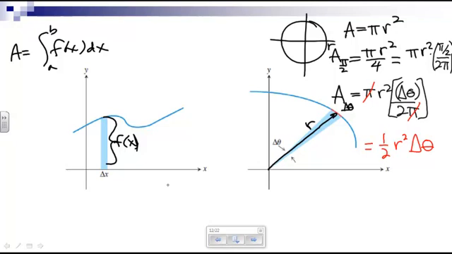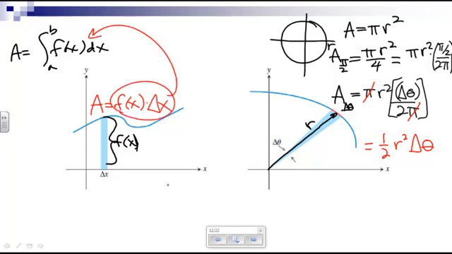Now, if we started over here with the idea that the area of the rectangle was equal to f of x times delta x, and it led us to the conclusion that the integral from a to b of f of x dx is the area under the curve, where do you think I'm going with this?